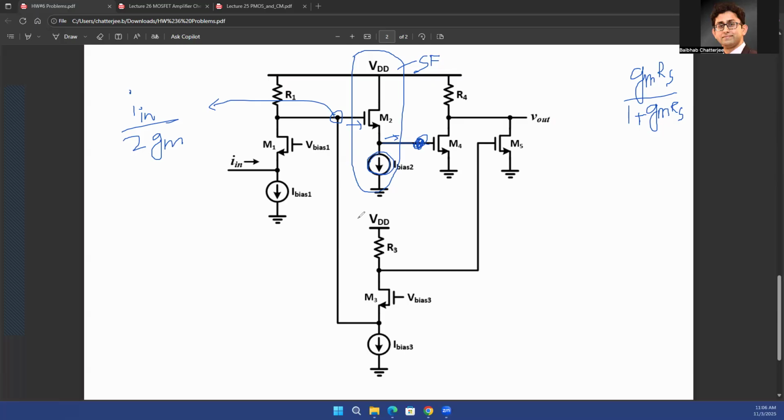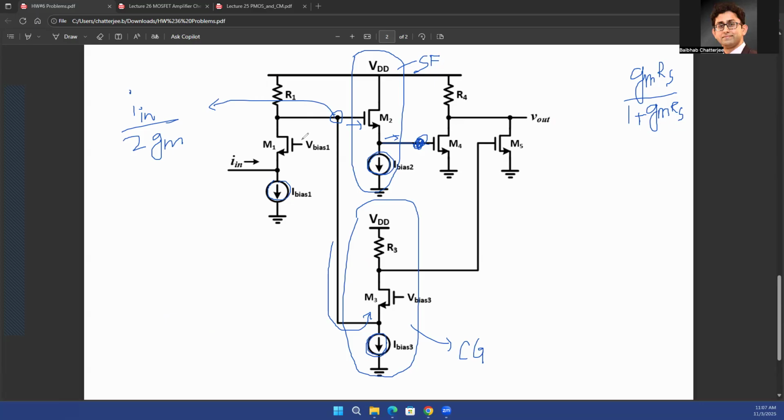On the other hand, this particular stage is again a common gate stage. Why am I calling it a common gate? Because as you see, the input is provided at the source terminal. That's the AC input. Remember that this biasing source is just a DC current source that biases the transistor in saturation. The job of these DC current sources is to make sure that the transistor is biased in saturation. Also this V bias, its job is to make sure that the transistor is biased in saturation.